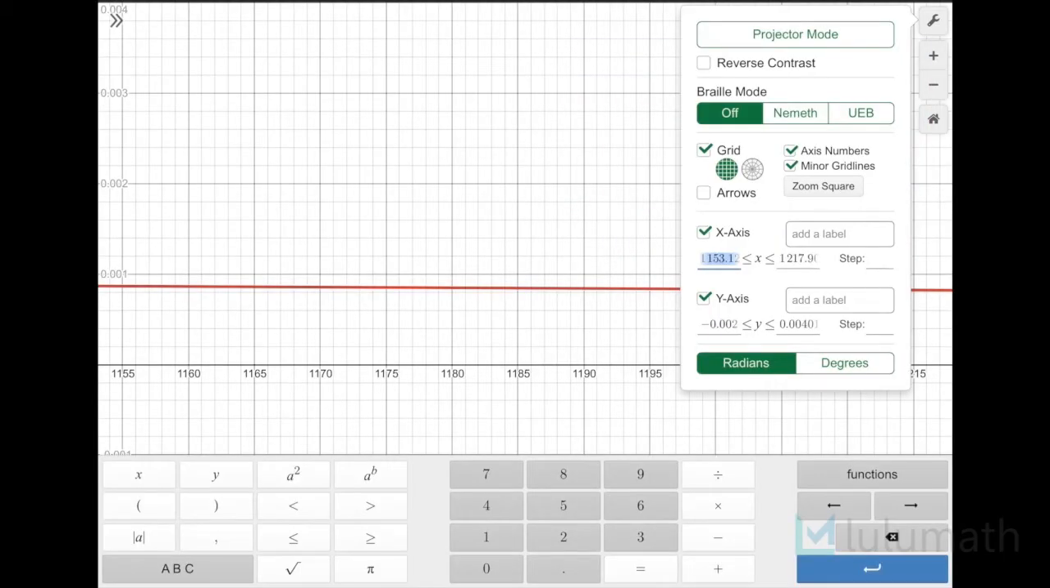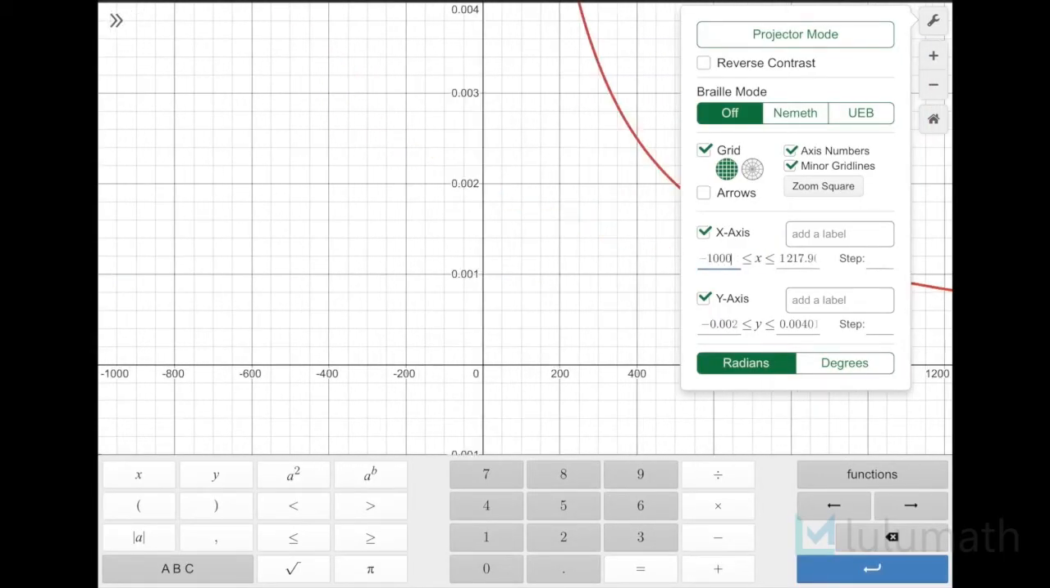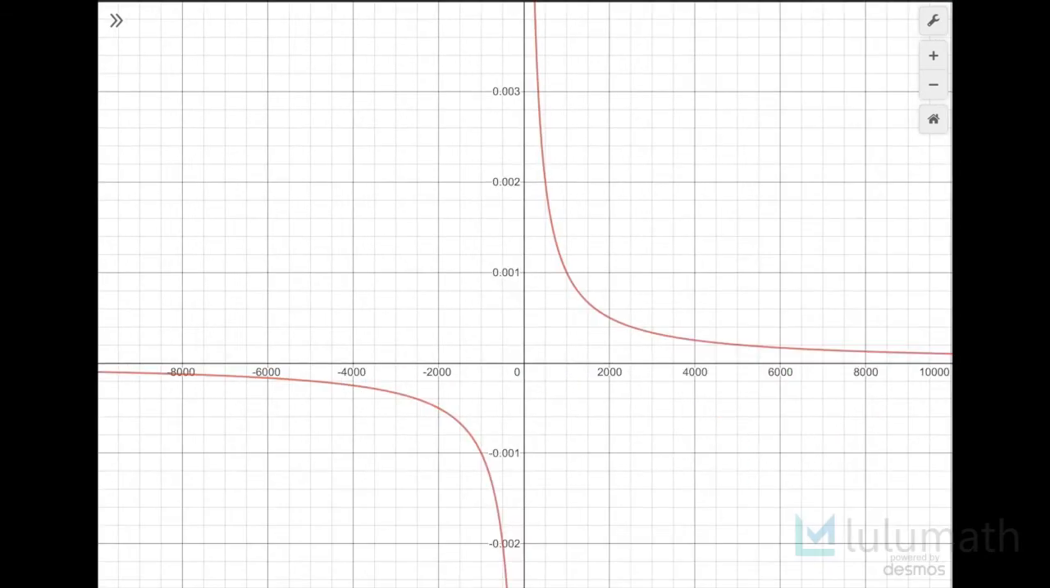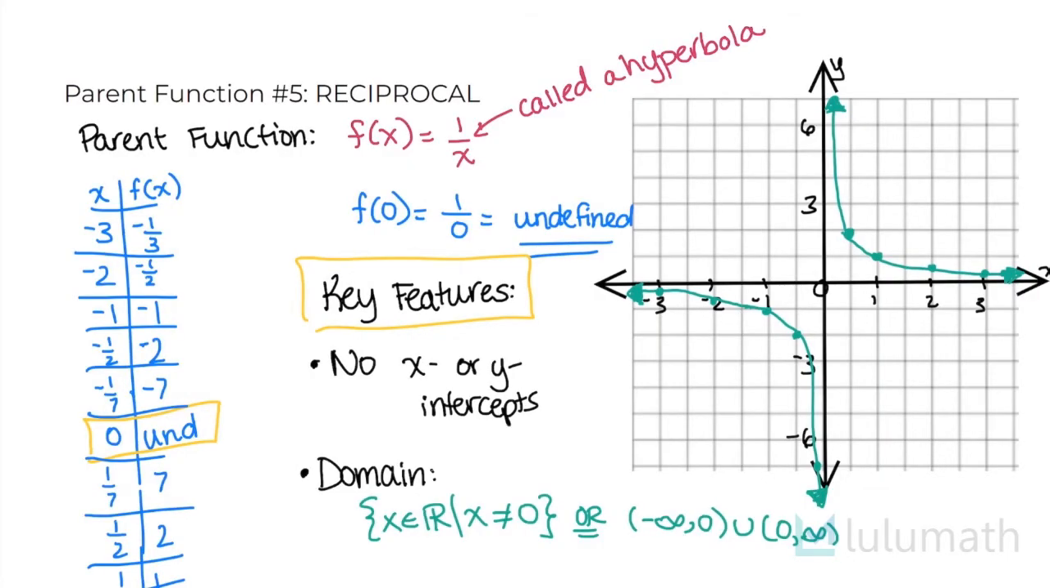Let's go even smaller. Let's do -10,000 and +10,000. So if you see here, again, it looks like it's going to touch the x-axis, but it doesn't, which means that y will never be equal to 0. And thinking about it logically, there's no way that I can do 1 divided by some number and get 0. There's just no possible way I can do it.